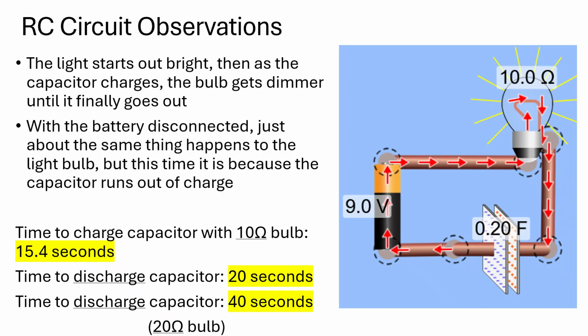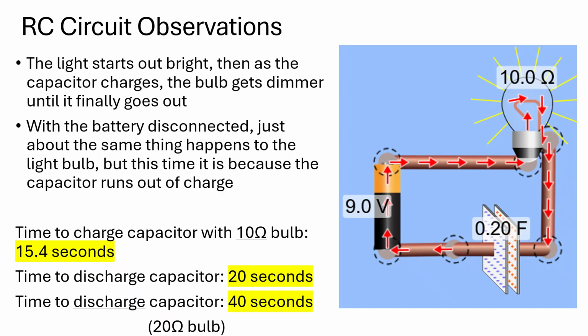With the battery disconnected, it does the exact same thing. Now the capacitor acts like a mini battery. It directs the current, but it doesn't have what batteries have. It doesn't have that chemical reaction going on to move the current through. So the current slowly fades out, and therefore the bulb also slowly fades out.